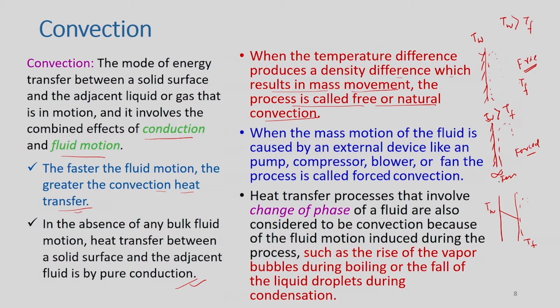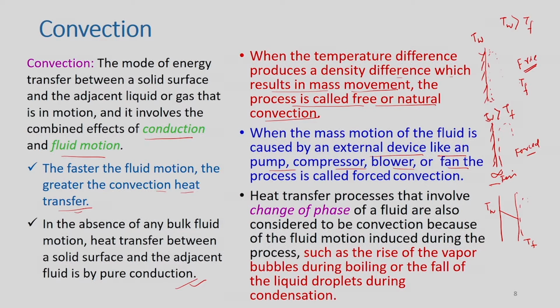There are no active units required to lift the fluid from the ground state to the top of the plate. When the mass movement of the fluid is caused by external devices like a pump, compressor, blower or fan, the process is called forced convection.